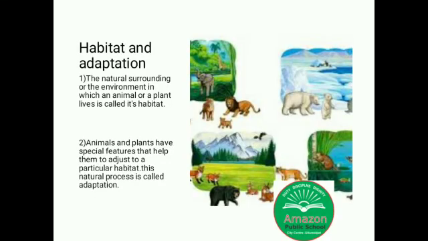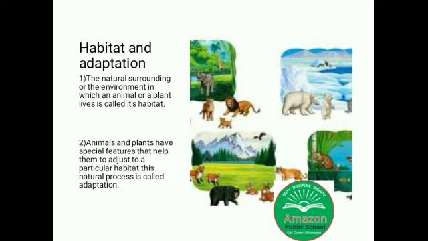Your first topic, Habitat and Adaptation. The climate conditions on the earth are not the same everywhere. At some places, the weather conditions are extremely dry and hot, whereas at other places it is extremely cold and wet. So what is habitat? The natural surroundings or the environment in which an animal or a plant lives is called its habitat.